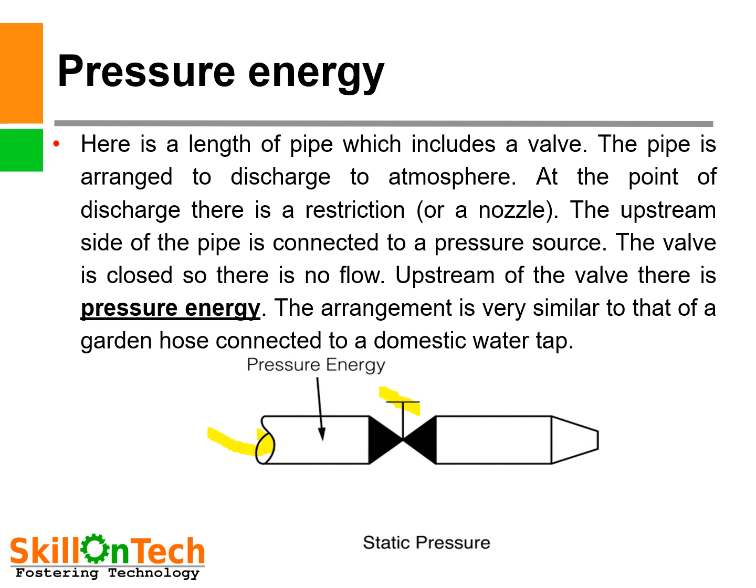The valve is closed, so there is no flow. When the valve is closed, there will not be any flow through the valve from this side to this side. Upstream of the valve, there is pressure energy. The arrangement is very similar to that of a garden hose connected to a domestic water tap.